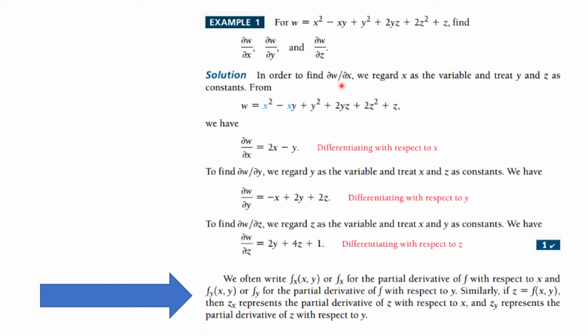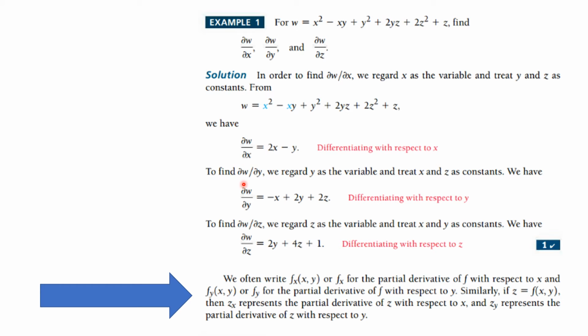When we're finding the partial of w with respect to x, we treat x as a variable and y and z are constants. And so the only variable is x that we're talking about. And so when we take the derivative, this is going to be 2x, and this is going to be minus y, and the rest of these are just constants. And so that is the partial of w with respect to x.